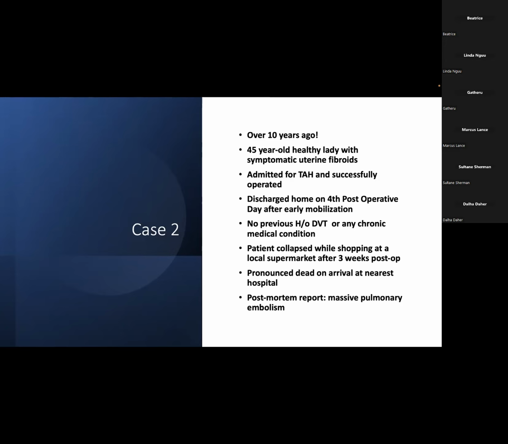This same patient collapsed while shopping at a local supermarket after 3 weeks from the time we discharged her. She was rushed to the nearest hospital, which was Nairobi West at that time, but was pronounced dead on arrival. Post-mortem report stated that she died from massive pulmonary embolism.